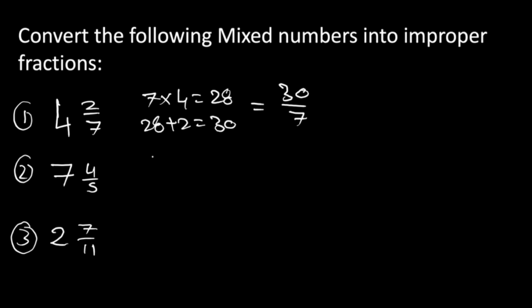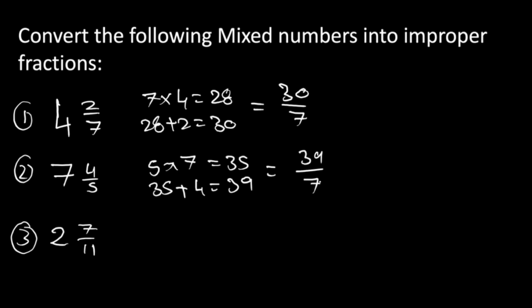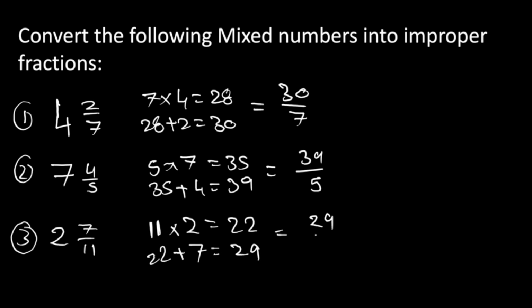Next one. Again, denominator times integer, which is 35, and then 35 plus the numerator, which is 39. So your answer is 39 over, not 7, sorry, 5. So the answer is 39 over 5. Next one. Again, denominator times the integer, which is 22, and then plus the numerator, which is 29. So the answer is 29 over the same denominator.